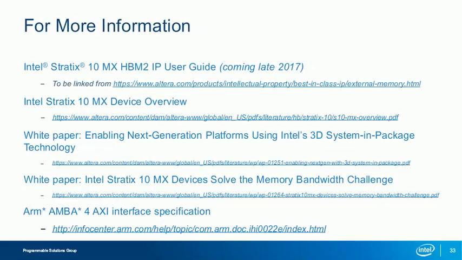For more information about HBM2 in Intel Stratix 10 MX devices, see the online resources listed here. The IP parameter editor includes basic documentation on all parameter settings, but the HBM2 IP user guide goes into greater detail on those settings, as well as detailed looks at IP signaling, clocking, and simulation. The device overview helps you to understand all the features that are available in Intel Stratix 10 MX devices, including HBM2. The listed white papers describe the technologies that make HBM2 integration possible and the advantages you get with HBM2 as a system memory solution. Finally, the ARM AMBA4 AXI specification describes in detail the standard interface required for accessing the HBM2 stack.